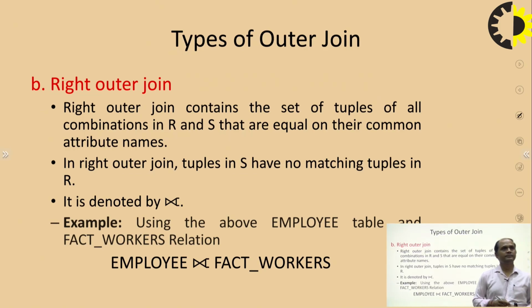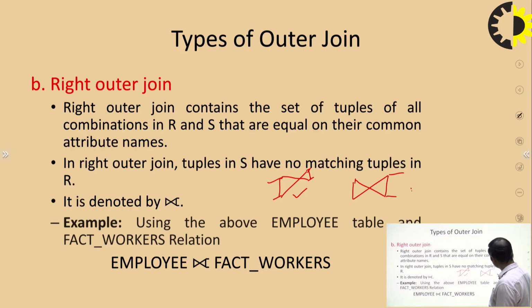Then next is the right outer join. What is the right outer join? The right outer join contains the set of tuples of all combinations in R and S that are equal on their common attribute name. In the right outer join, tuples in S that have no matching tuple in R are kept. It is denoted by a symbol like this. If we have the cross symbol opened on the left, this is called the left outer join, and if it is opened on the right hand side, this is called the right outer join.